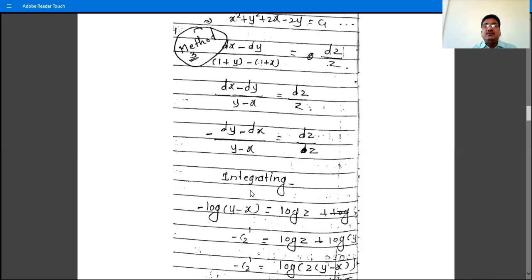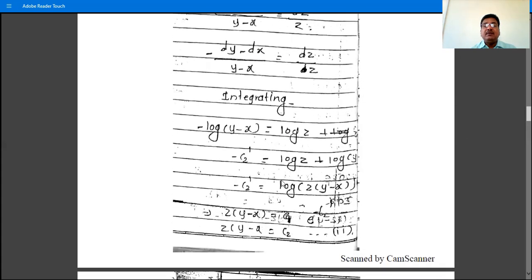And then we have this y minus x in the denominator, and the derivative of y minus x: take the negative sign as common. So dx minus dy is replaced by minus of dy minus dx. What is the derivative of y minus x? dy minus dx. Then use the rule of integration, that integration of f dash x divided by fx is log fx. That is, the derivative of the denominator is at the numerator. So the y minus x derivative is dy minus dx, and dz by z integration is log z.